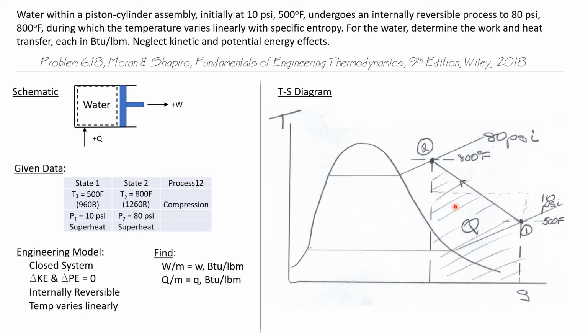Now we know for an internally reversible process that the heat transfer is the area underneath the curve. So we could write an equation for this line and integrate it, but it's easier if we just recognize that if we exchange this triangular area for this triangular area, we would have the same area, and that happens at the average temperature. So Q could be written as the average temperature times the change in entropy.